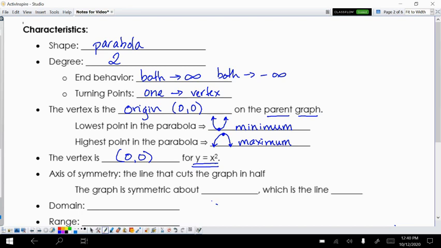You might have noticed on that graph we just drew that there were points on the left and right that kind of were mirror images. And that's because each parabola has an axis of symmetry. That's the line that cuts the graph in half and creates a mirror image. So for our parent function, it is symmetric about the y-axis, and that's the line x equals 0. So that would be our mirror image for the parent function.